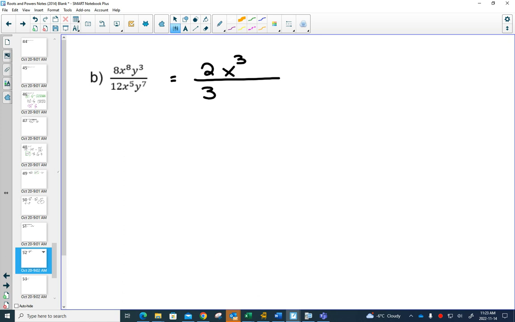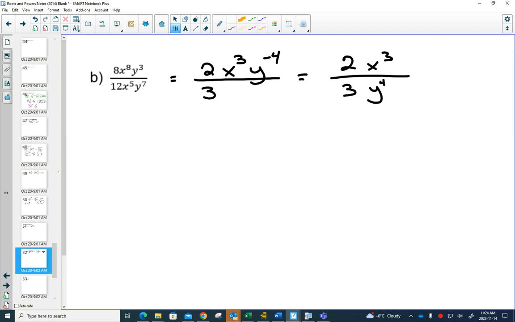And with y to the 3 on top, y to the 7 on the bottom, if you subtracted, you would get y to the minus 4. Why'd you put it on top? Because I used the exponent law for subtracting. Now, with a y to the minus 4, I could write that on the bottom with a positive 4.